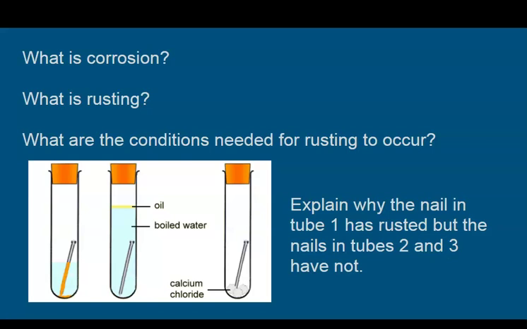In tube 3, there's oxygen present, the test tube is full of air, but calcium chloride absorbs the water from that air. So we don't get any rusting occurring.